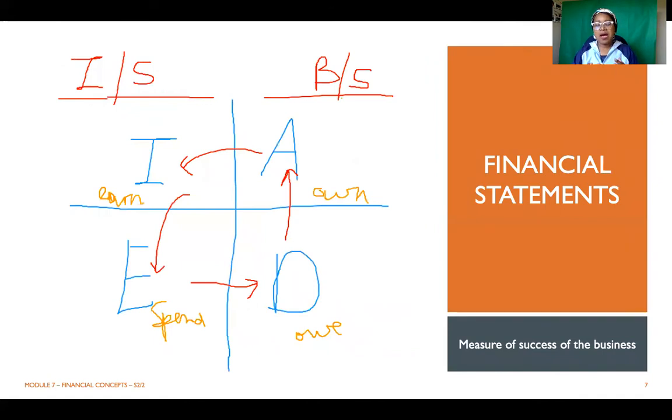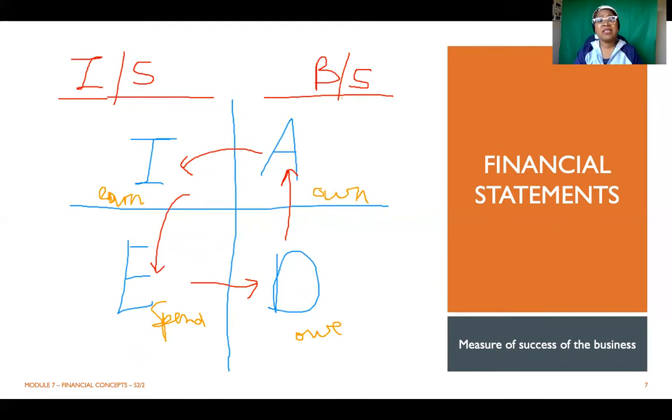Okay, so in any economy, you only deal with four things. That is income, expenditure, asset, and debt. Income is what you are earning, expenditure is what you have spent money on, asset is the things that you own, and debt is what you owe other people. So basically, that's it. No matter how big or small your business is, when it comes to finance, it boils down to these four things.